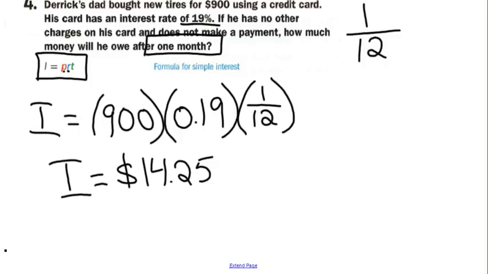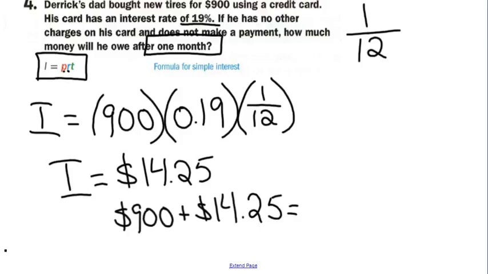All right, but the question says the total amount owed would be what? Well, the total amount he owes would be the original principal, that 900 he borrowed, plus the amount of interest. So he'd find a total amount owed of $914.25. That's how much he would owe back to the credit card company at the end of that first month.